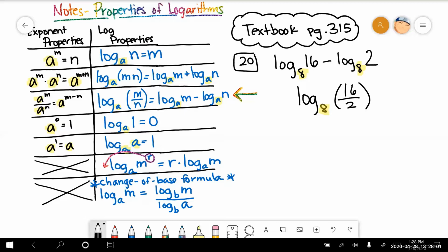And lucky for us, since our book says not to use a calculator, these things have to simplify down to something nice, and it does. When I simplify what's in my parentheses, 16 divided by 2 is 8.